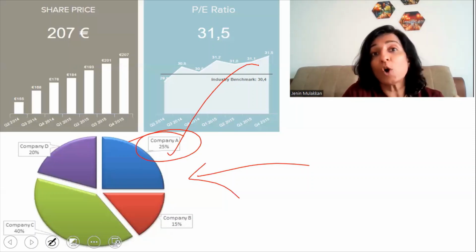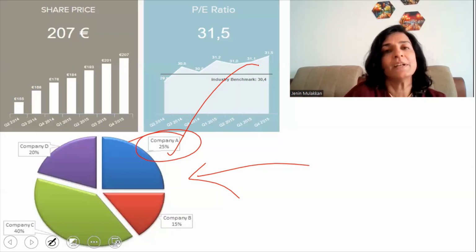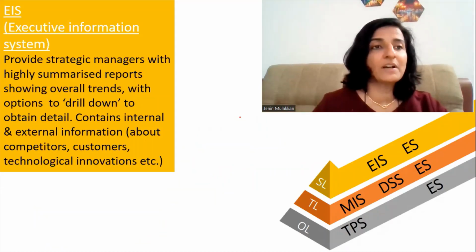Now, this dashboard can always be customized. They could give information about the debt equity ratio, current ratio. So as per the requirement of the strategic level managers, the executive dashboard will be modified for each company. Now, let's look into the advantages of the executive information system.